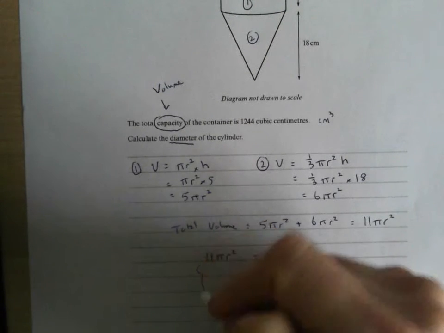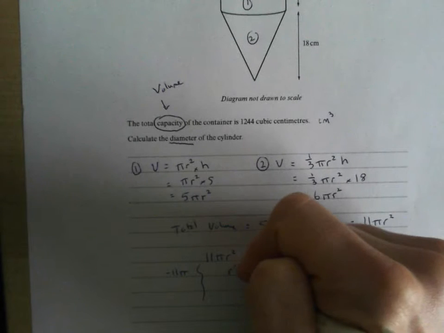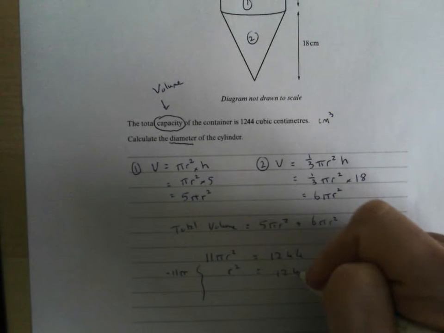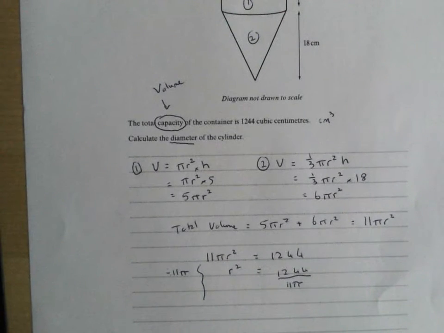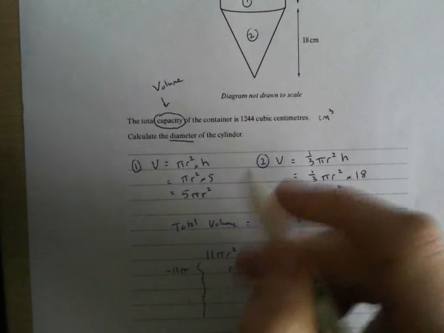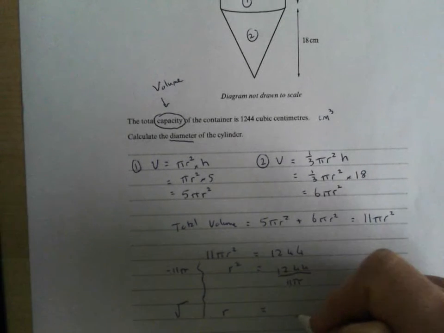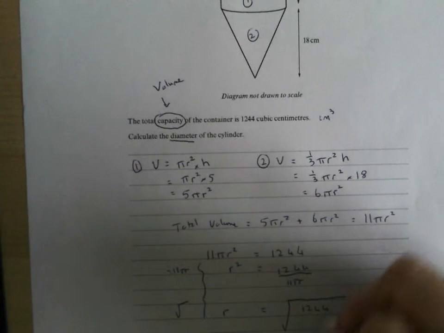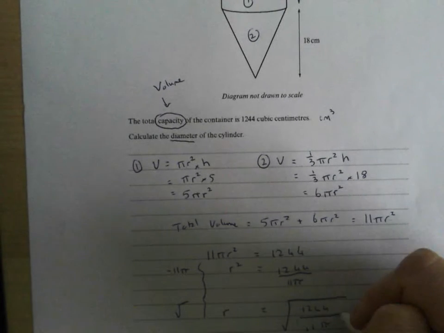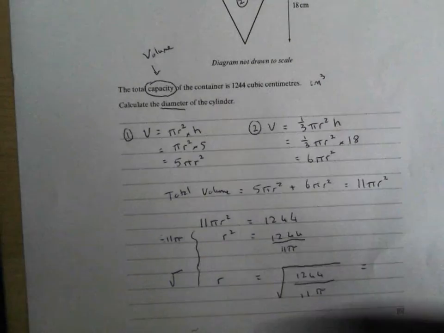So the first thing I'm going to do, I'm going to divide both sides by 11 pi. So I'm going to get r squared equals 1,244 divided by 11 pi. And I can work that out on the calculator, but I want to do it all in one, to be honest with you. So now I'm going to square root both sides to get what r is. And I'm going to get the square root of 1,244 divided by 11 pi. And if I bang that into the calculator carefully, I'm going to get my answer.